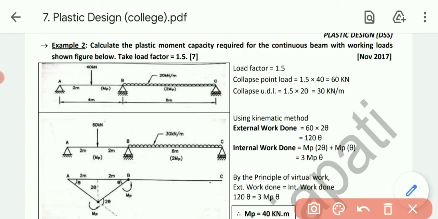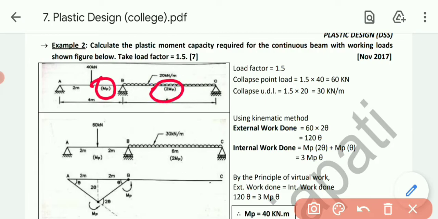Now let's solve the beam separately as we have done in the previous example. Let's solve the span AB. Central point load is there. Now we can see there is a variation in the moment. In the span AB moment is MP, while in the span BC moment is twice MP.